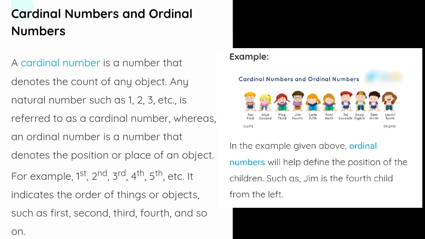We'll see another example here, with cardinal numbers and ordinal numbers given, left side and right side. Raj in first place, Arya in second place, Meg third place, Jim fourth place, Laila fifth place, Rani sixth place, Tej seventh place, Deep 8th place, Sam 9th place, Lakshmi 10th place. In the example given above, ordinal numbers help denote the position of the children, such as Jim is the 4th child from the left.